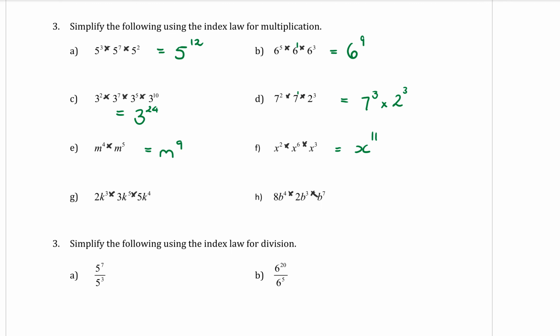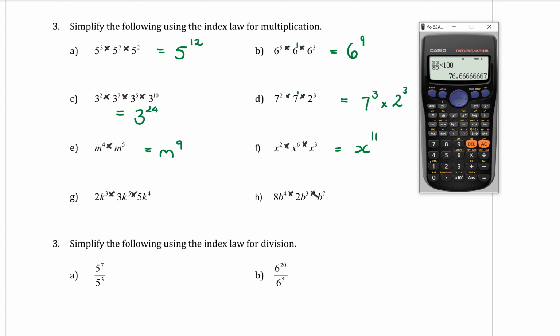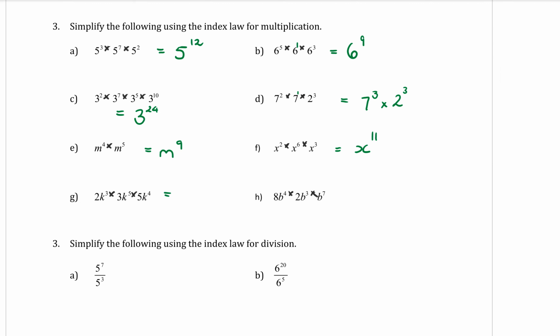So on your calculator, you might not need the calculator. We want 2 times 3 times 5, which is 30. So that's multiplying the big numbers. K is the base, and then we want to add the powers. Remember, it looks confusing because it actually says a multiplication sign there, but you need to add the powers. So 3 plus 5 is 8, plus 4 makes 12.